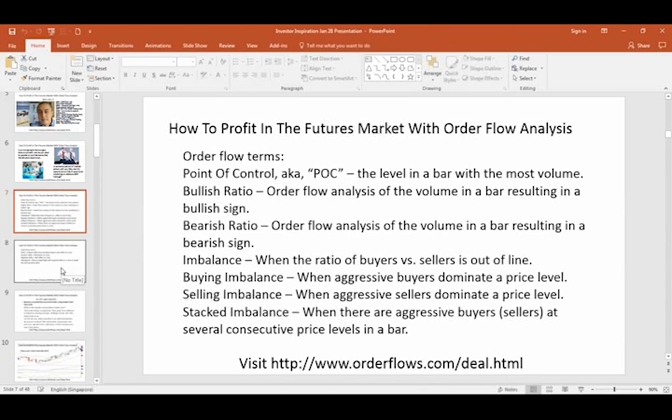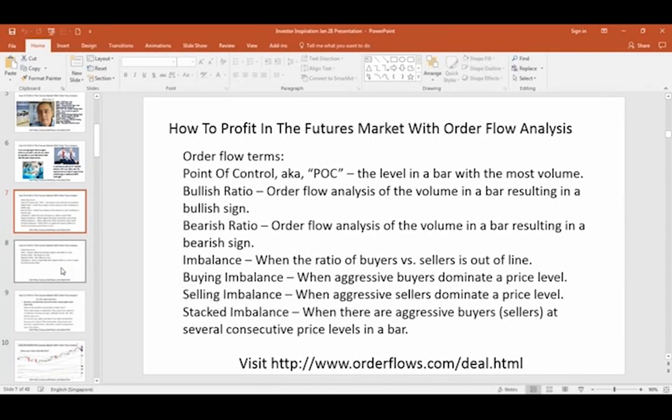The point of control, also known as POC, is the price level in a bar with the most volume. And why that's important is because oftentimes it can act as support or resistance in the next bar. If you're looking at a bar chart and you see how price comes down to a certain level and then moves away from that, oftentimes it comes back down to that point of control. That's the support or resistance.